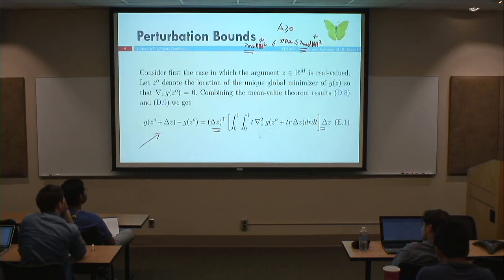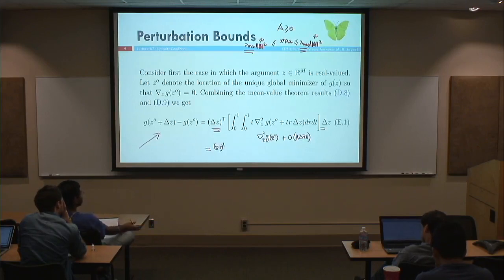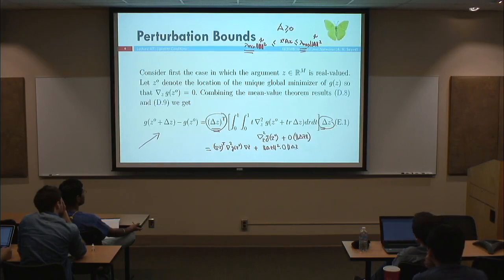So here you will get the Hessian at Z0 plus an error which is of the size of delta z, right? So when you compute this integral, you will get two terms. Okay, what will you get? You will get delta z transpose times the Hessian at Z0 times delta z, right? Plus norm of delta z squared coming from this inner product that times something of the order of delta z, correct?